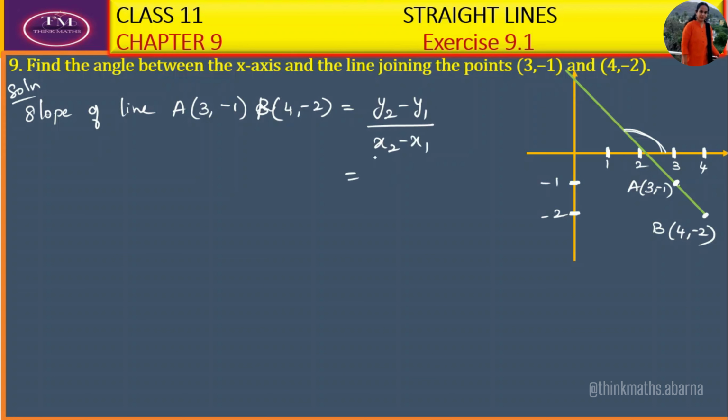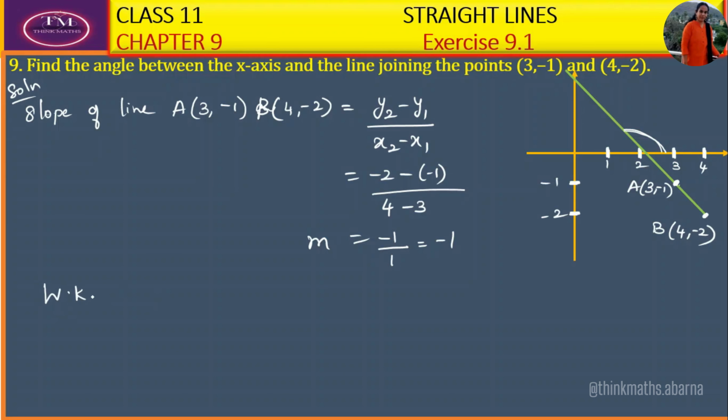What is y2? Minus 2 minus y1 is minus 1. Not x1, it's y1. x2 is 4 minus x1 is 3. So minus 2, this is minus into minus, it is plus. So minus 2 plus 1 is minus 1. 4 minus 3 is plus 1. So the answer is minus 1. Slope of this is 1. So we get m is equal to minus 1.